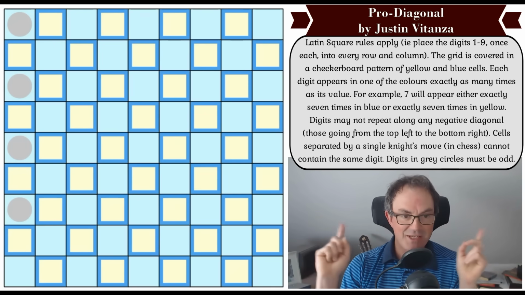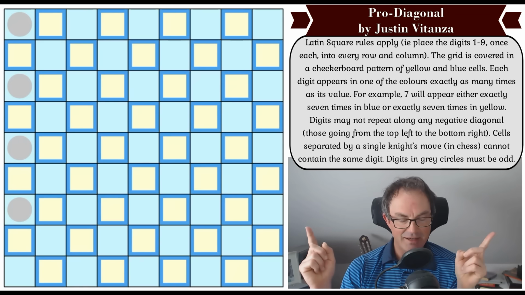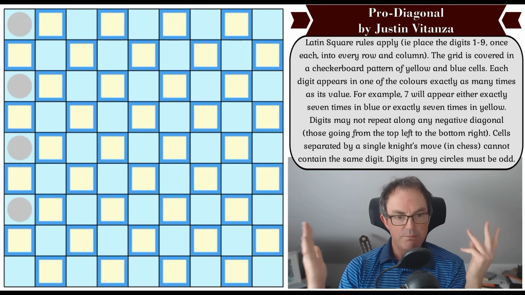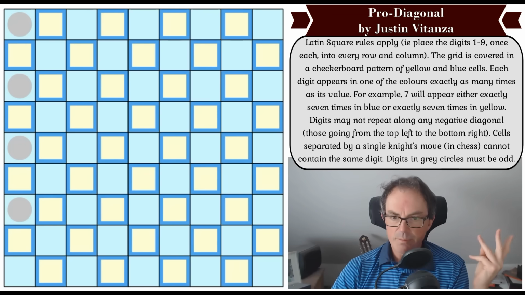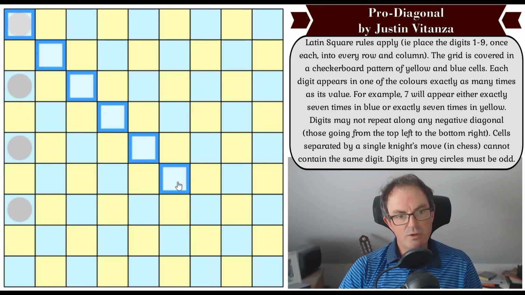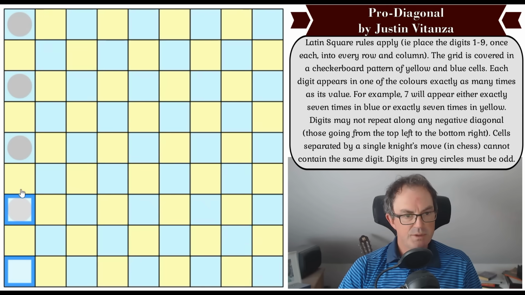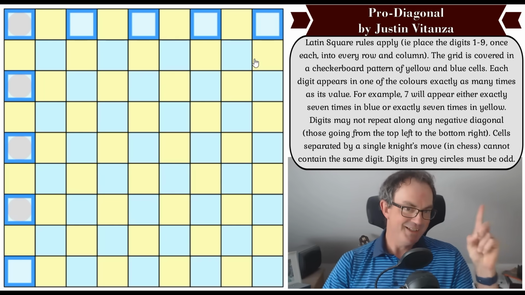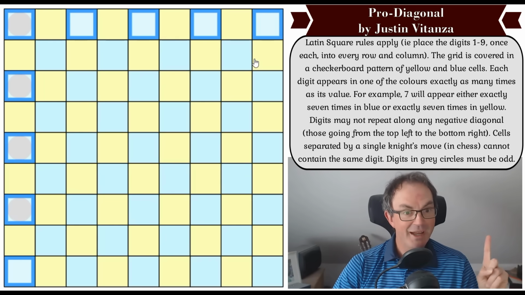Now surely the most interesting digit then is 9, because all the 9s in the puzzle are in blue. Oh, and we can't repeat something, can we? We can't repeat a 9 on a diagonal that goes from the top left to the bottom right. So 1, 2, 3, 4, 5, 6, 7, 8, 9. Right. And there are only 9 blue diagonals.